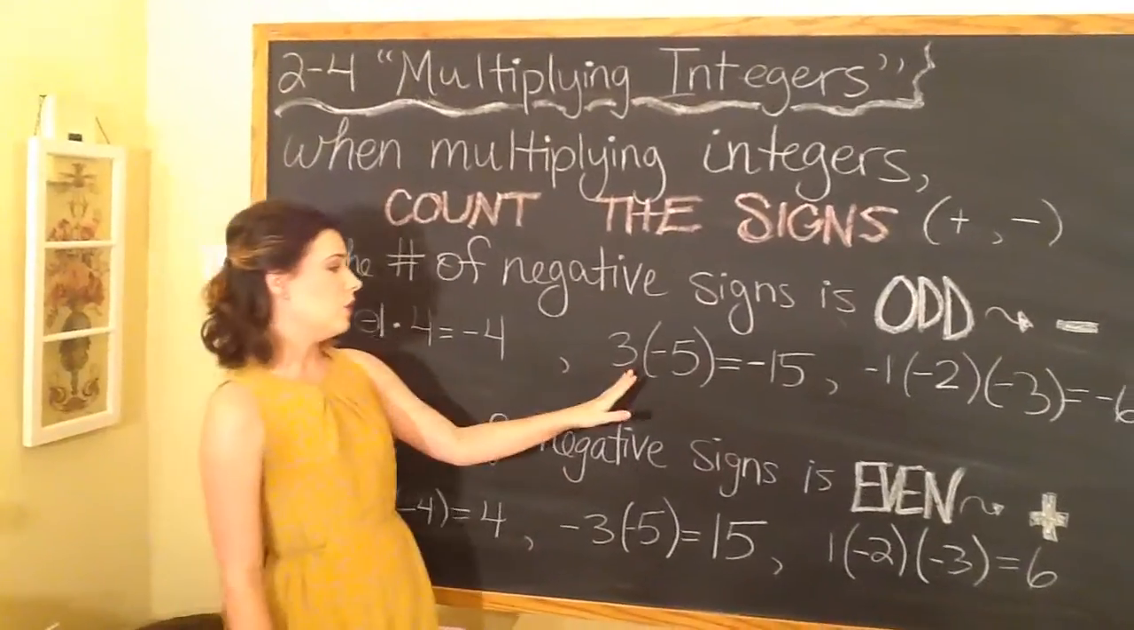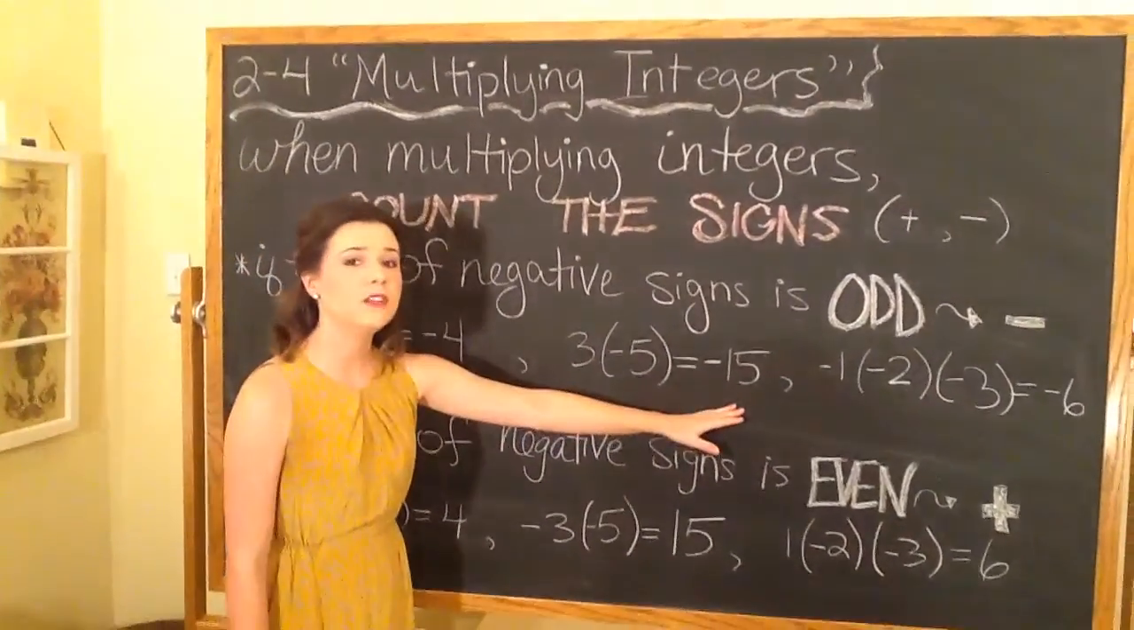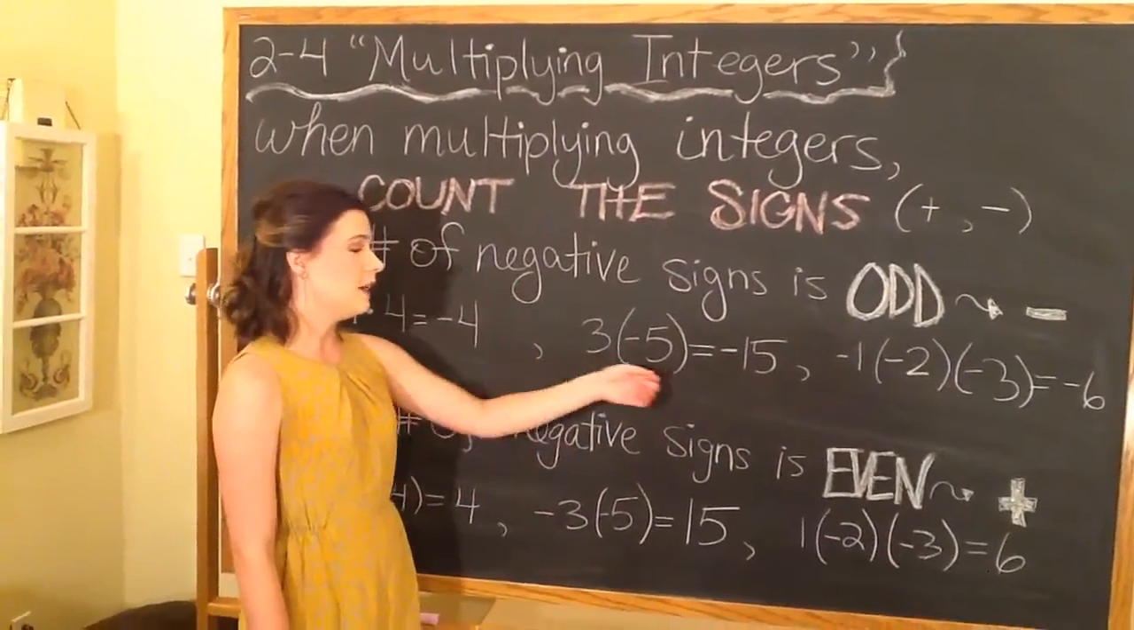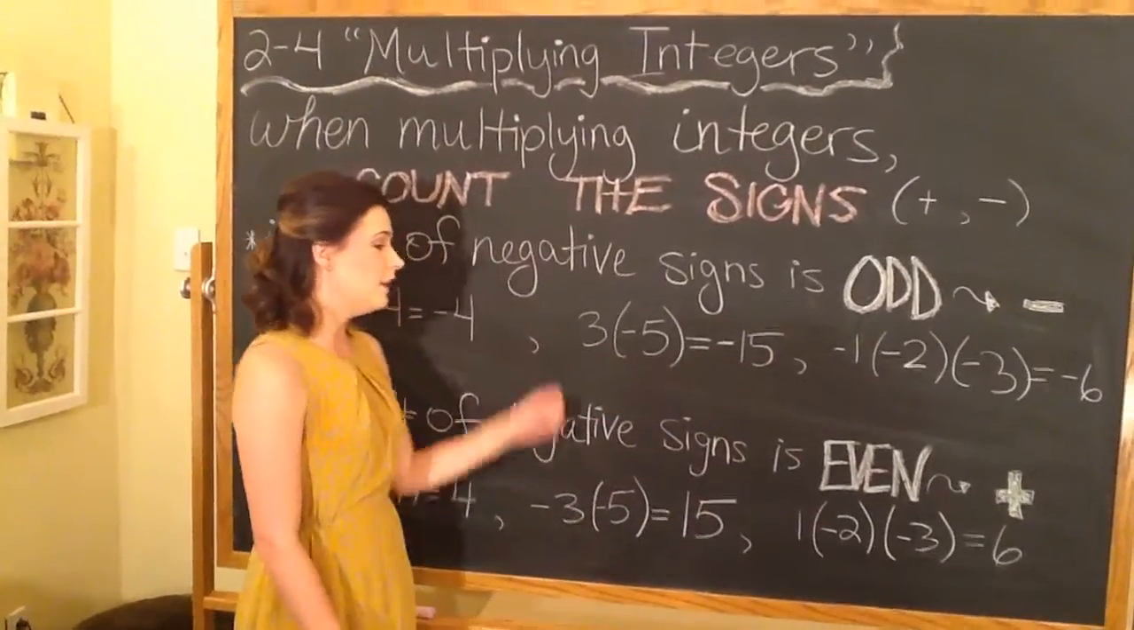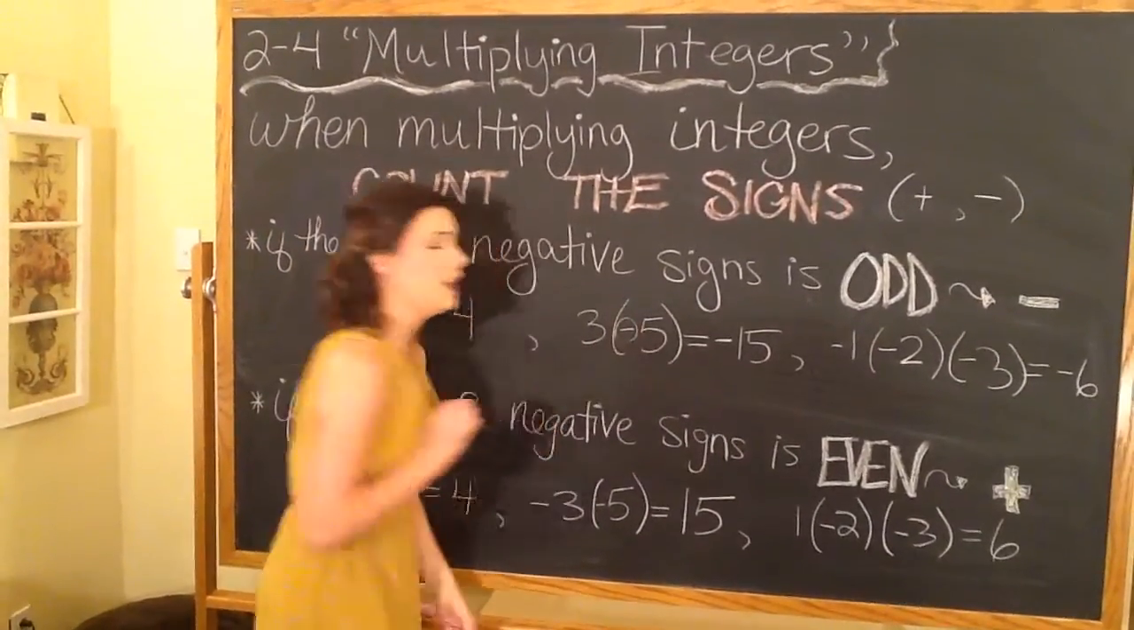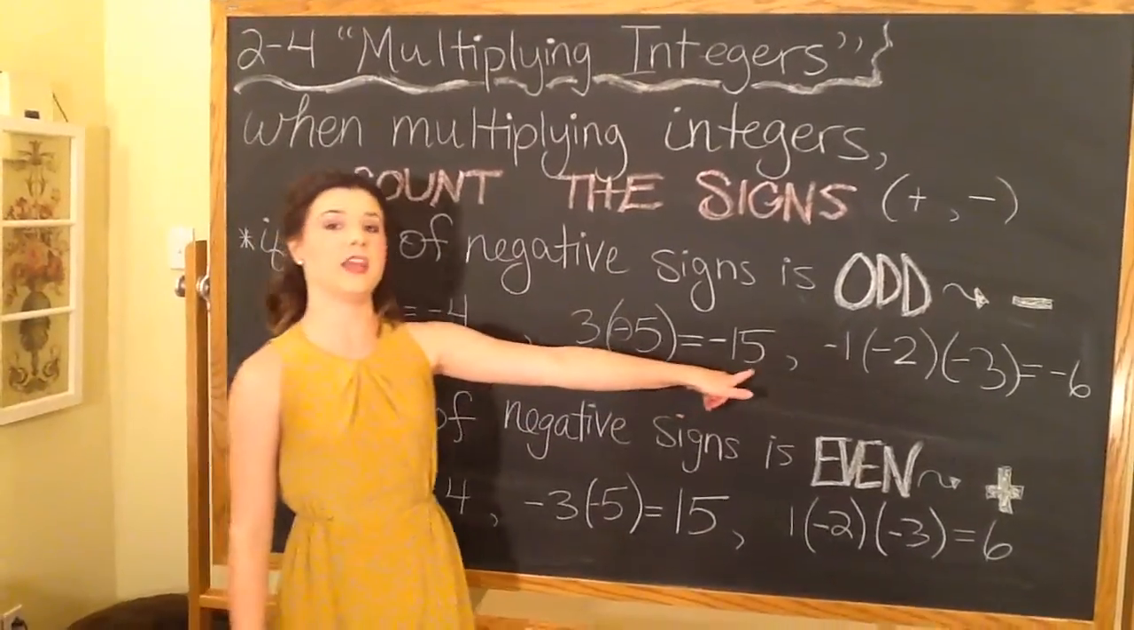In this example, 3 times negative 5 equals negative 15. I figured out that 3 times 5 gives me 15, and then I counted up the signs, and I see that I have one negative number, so my answer is going to be negative.